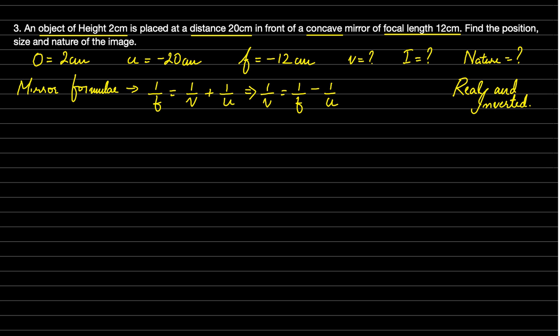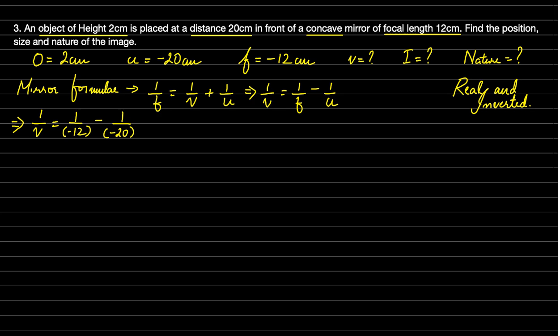I have written left hand side as right hand side and right hand side as left hand side. Now let us start with our calculations. So I write 1 divided by v is equal to 1 by f, which happens to be 1 divided by minus 12, because f is minus 12, minus of 1 divided by u, which is minus 20.